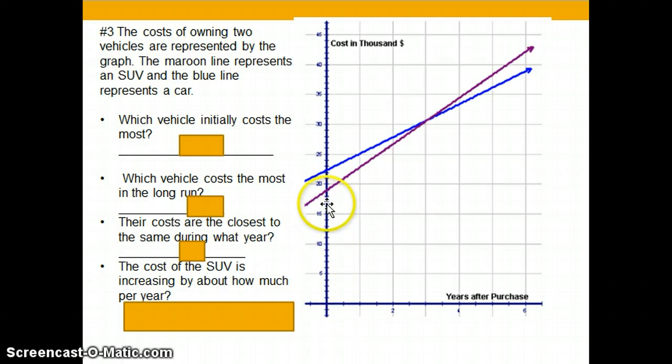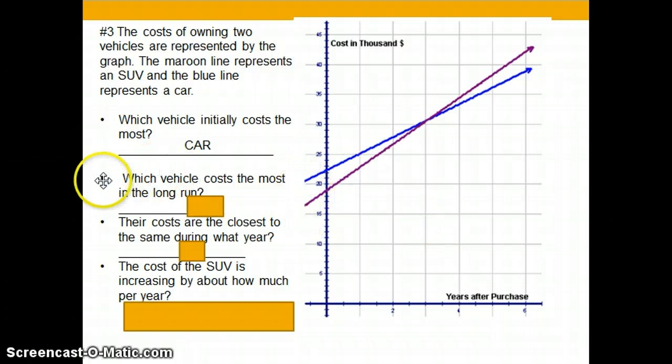Which line has a higher amount, the blue or the purple? Well, the blue one is up higher. So the blue line must be the one that costs the most initially. Go back to your word problem. What does the blue represent? Blue line represents a car. So the car costs the most initially.